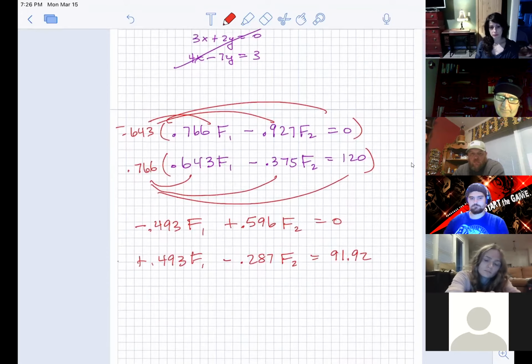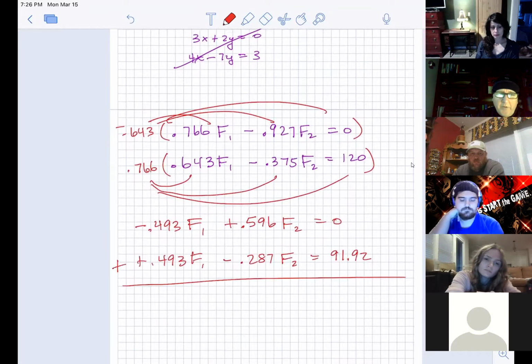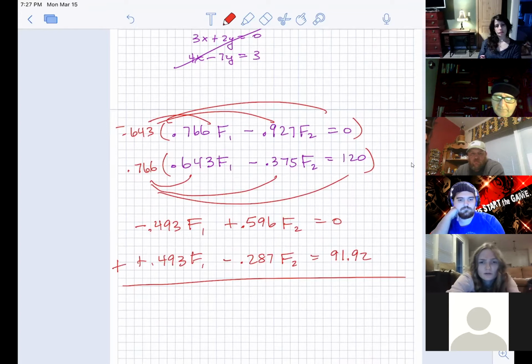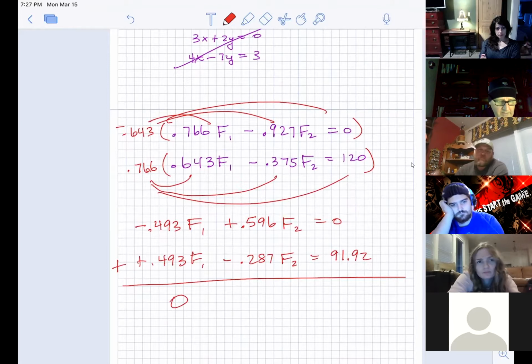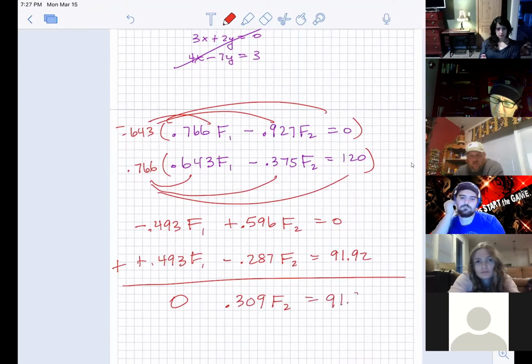Because now I can add those two equations together. What's going to happen when I add negative 0.493 F1 plus positive 0.493 F1? It'll cancel out. Yeah, I get nothing. And when I take 0.596 minus 0.287, I get positive 0.309 F2. When I add those together, I get 91.92.